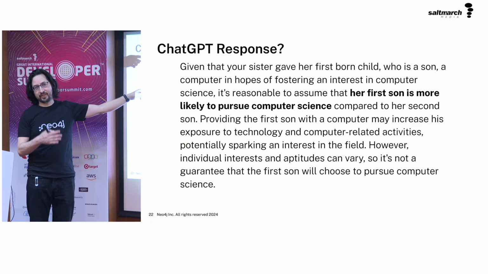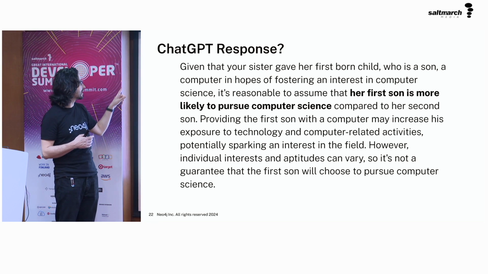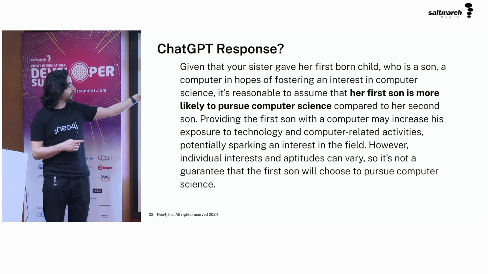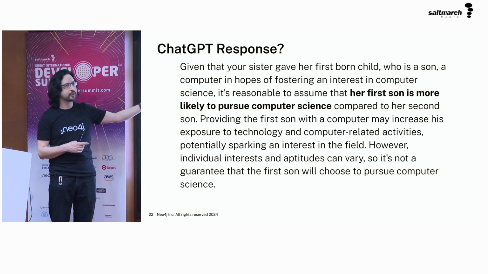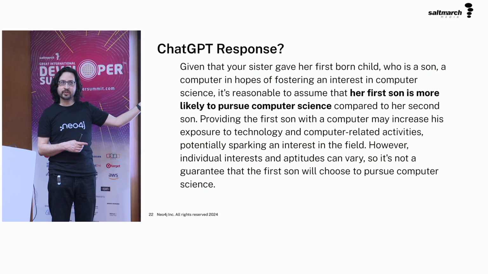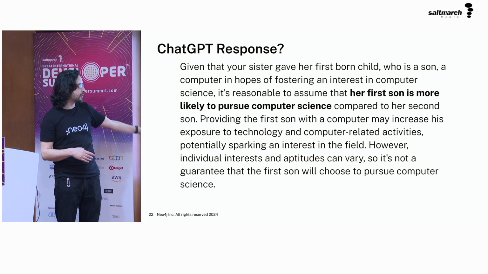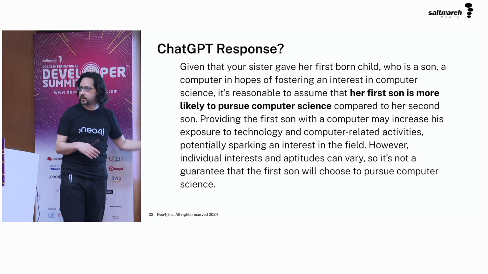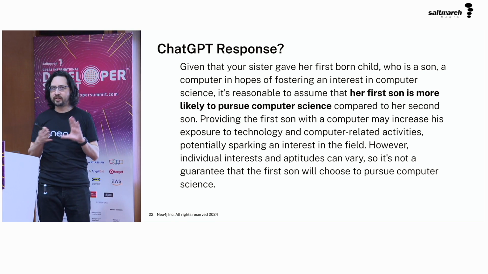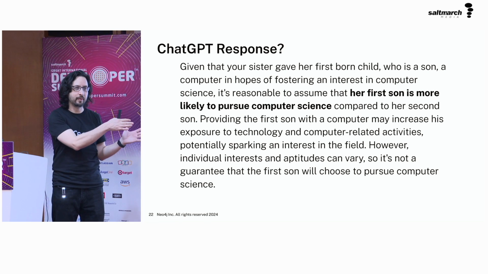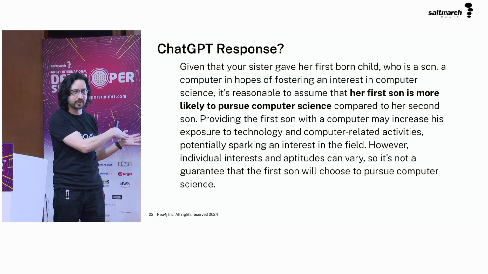We did tell them that the first son was the one who got a computer, so I'd assume that a computer helps approximate interest in computer science. It is reasonable to assume that her first son is more likely to pursue computer science. So it said first son, it forgot about the girl, compared to her second son. And the rest of the response, I'll let you read yourself, is also anti-bias training about giving kids computers and then them immediately going into computer science as a result of that.